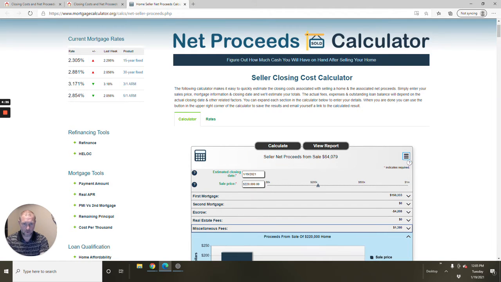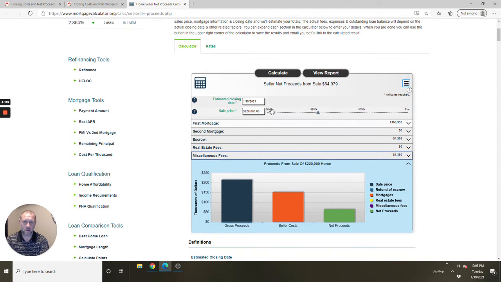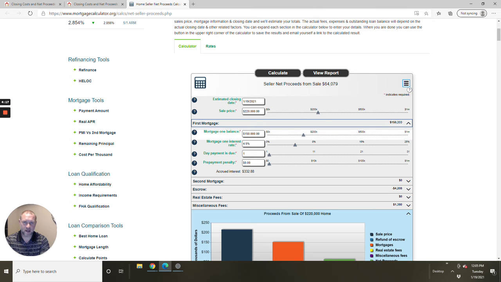With the calculator, you're going to be determining the price that your home is going to sell for, your first and second mortgage, any escrow fees, any real estate fees, and any miscellaneous fees at the end during negotiations. Just for an example, we put a sale price in at $220,000. We said the mortgage payoff is $150,000 with a closing date of today, January 19th. Due to the fact there'd be 19 days in the month of January, there would be some accrued interest on top of the mortgage balance. So don't forget that when you look at your mortgage payoffs.